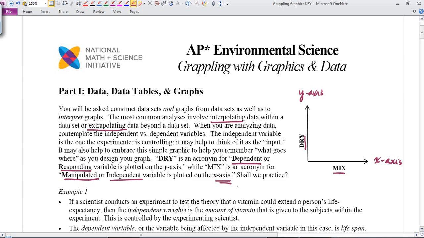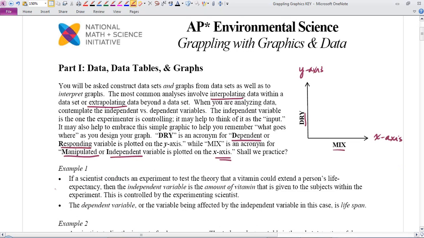So let's go through a few examples where we kind of read through a little scenario and try to figure out what is the x and what is the y in the scenario. So let's practice with a couple of examples. If a scientist conducts an experiment to test a theory that a vitamin could extend a person's life expectancy, take more vitamin C, take it in such a dosage, and you'll live longer type thing.